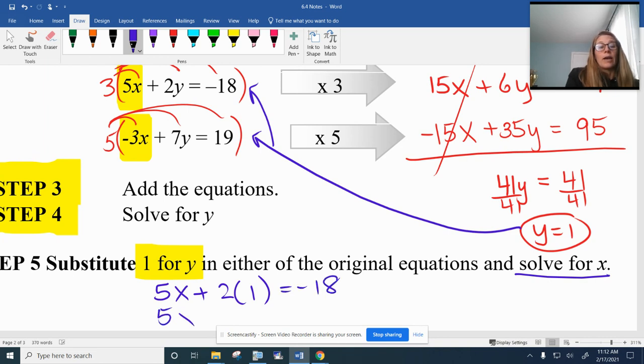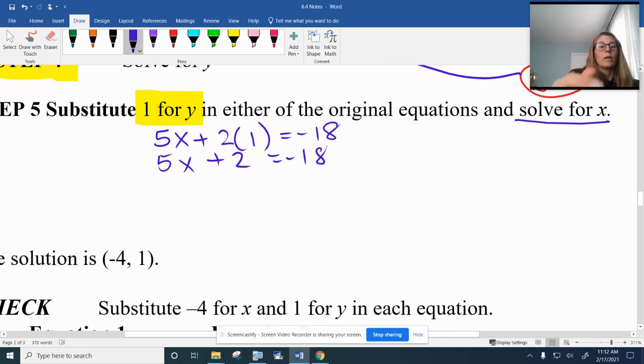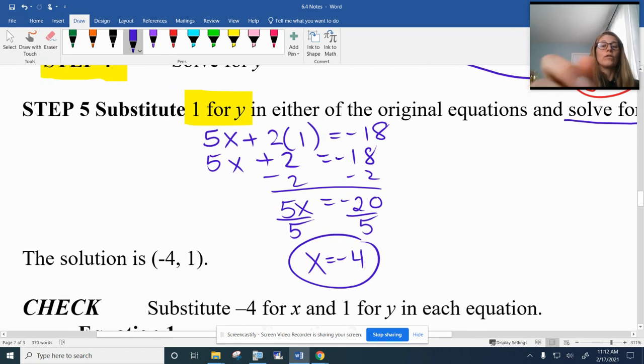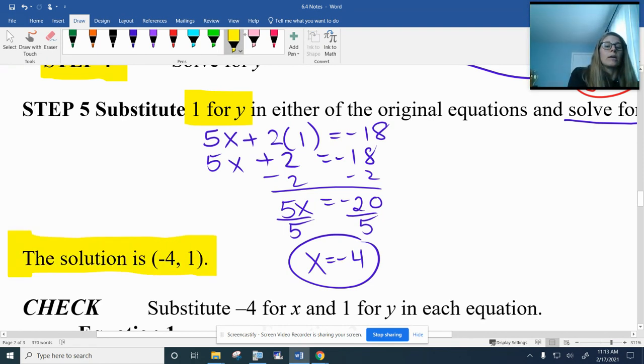So we have 5x plus 2 equals negative 18. Then I would subtract that 2. So I have 5x equals negative 20. Dividing by 5, x equals negative 4. And that is where they're coming up with a solution over here. The ordered pair is negative 4 and positive 1.